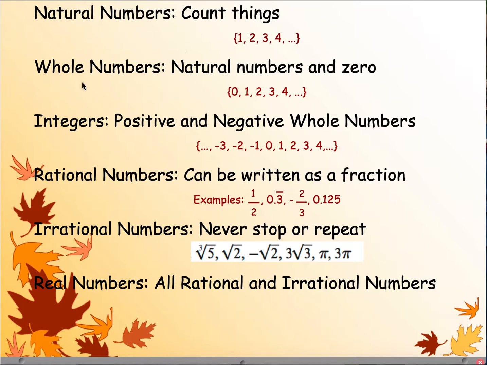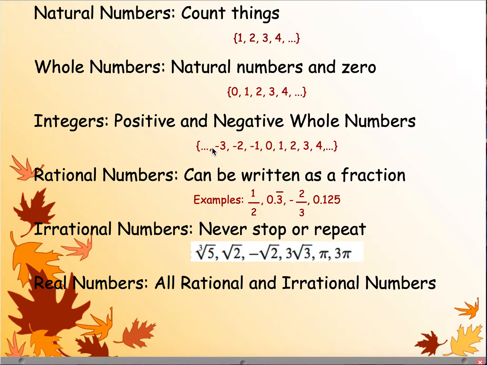Here, one thing we notice is the difference between natural numbers and whole numbers: whole numbers have that 0. Just like there's an O in whole, I always think of, okay, there's a 0 in whole numbers. Integers are just positive and negative whole numbers. So we still have 0, still have our whole numbers, but we also have the negative versions.